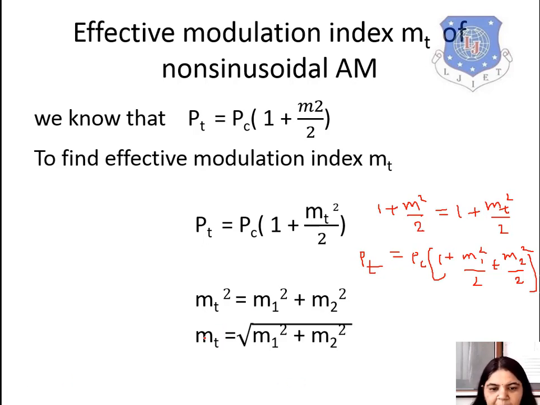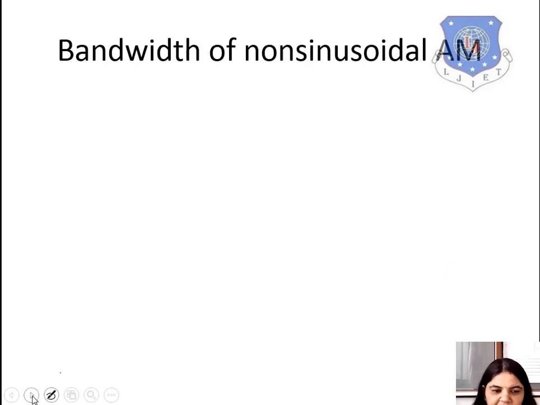So MT is equal to the square root of M1 square plus M2 square. This way we can find out the total modulation index when M1 and M2 are given. So if M1 is equal to 0.5 and M2 is equal to 0.7 are given, by putting in 0.5 and 0.7, you can find out the total modulation index. So this way we can find out the modulation index.